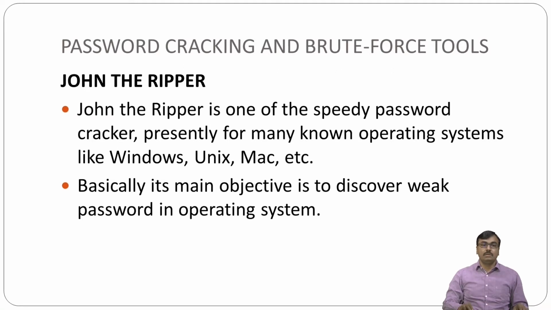So through JTR, in short John the Ripper, we can discover weak passwords if the operating system has them, like in a configuration file or system file. Then John the Ripper will find out and discover if it is a weak password.